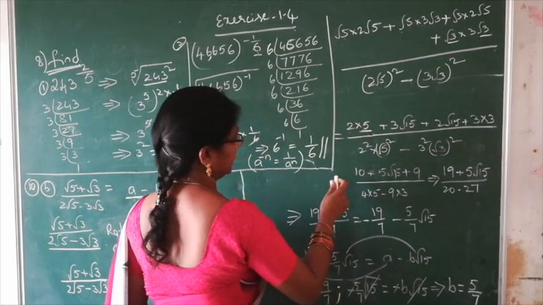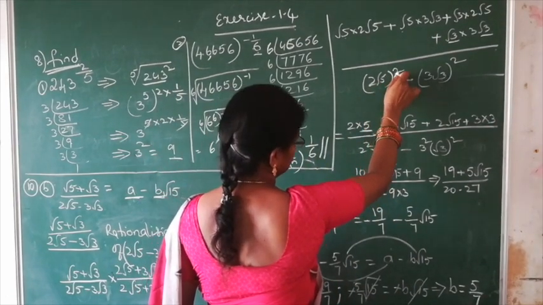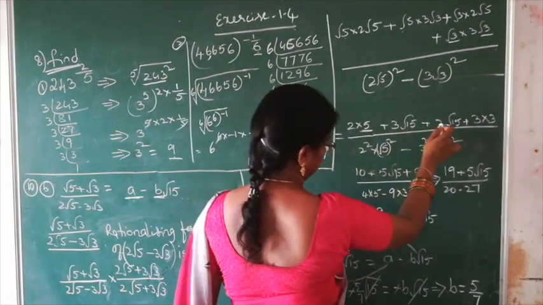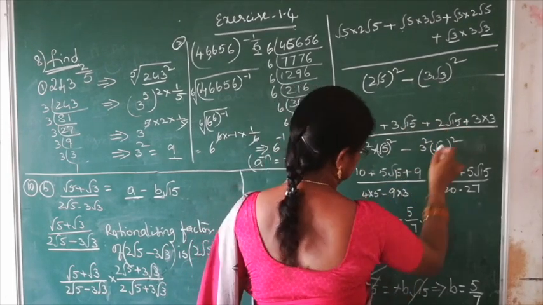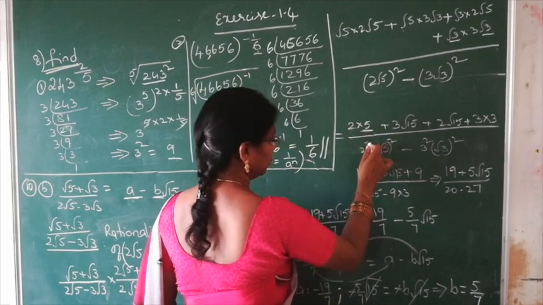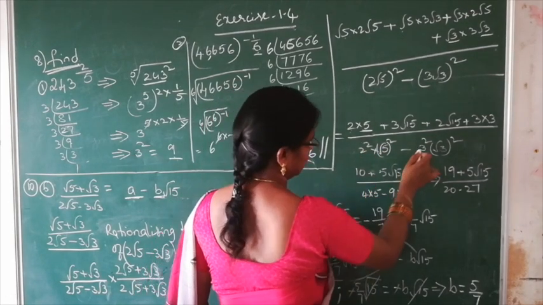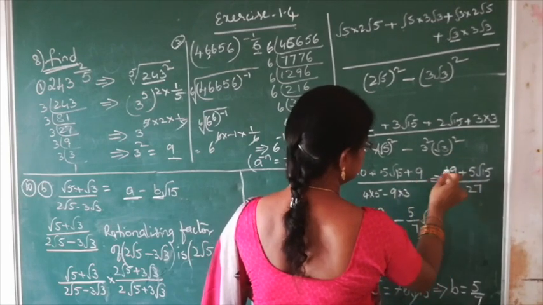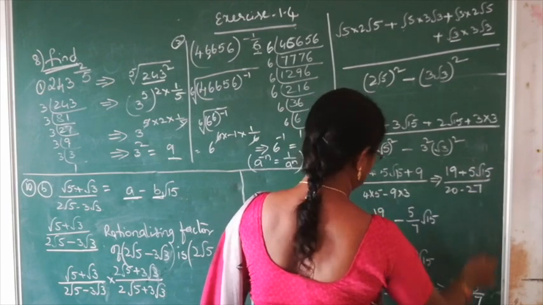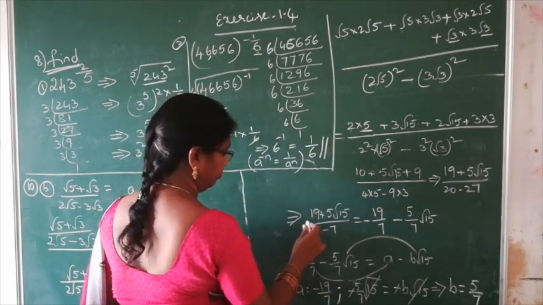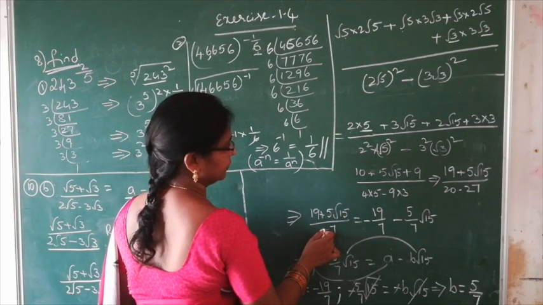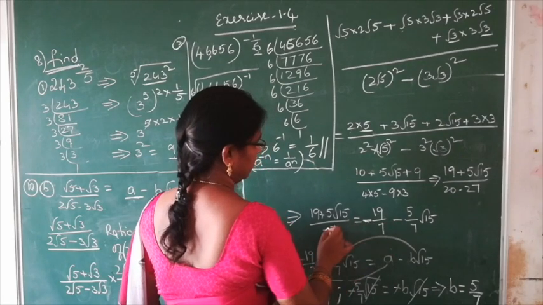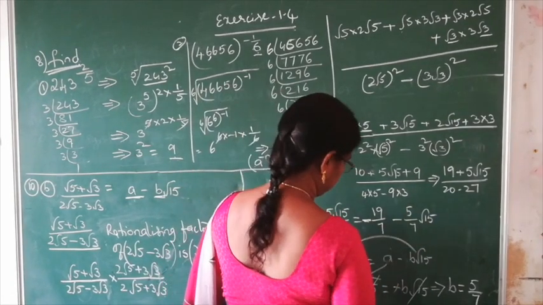Now numerator and denominator. Then 2 square, root 5 square, 3 square, root 3 square. Now 2 5s are 10, 3 root 15, 2 root 15, 5 root 15, plus 3 3s are 9. Denominator: 2 2s are 4, root 5 square is 5, 3 3s are 9, root 3 whole square is 3. This gives 10 plus 9, 19, plus 5 root 15, by 20 minus 27. Now 20 minus 27 is minus 7. Then how to write? Minus of 19 by 7, minus of 5 root 15 by 7.